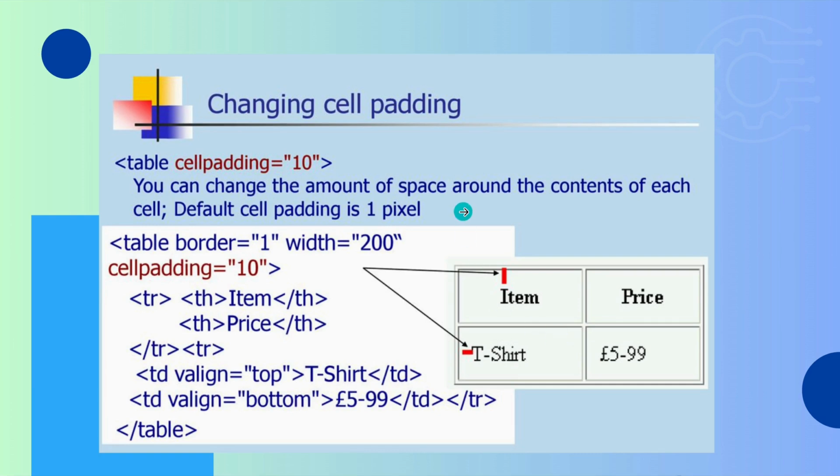Now we have cell padding. With cell padding, you can change the amount of space around the contents of each cell. The default cell padding for an HTML table is 1 pixel. You can see the cellpadding attribute is used in the table tag. In this example, we have put cellpadding equal to 10, which makes the content written in the cells have a padding of 10 pixels here.